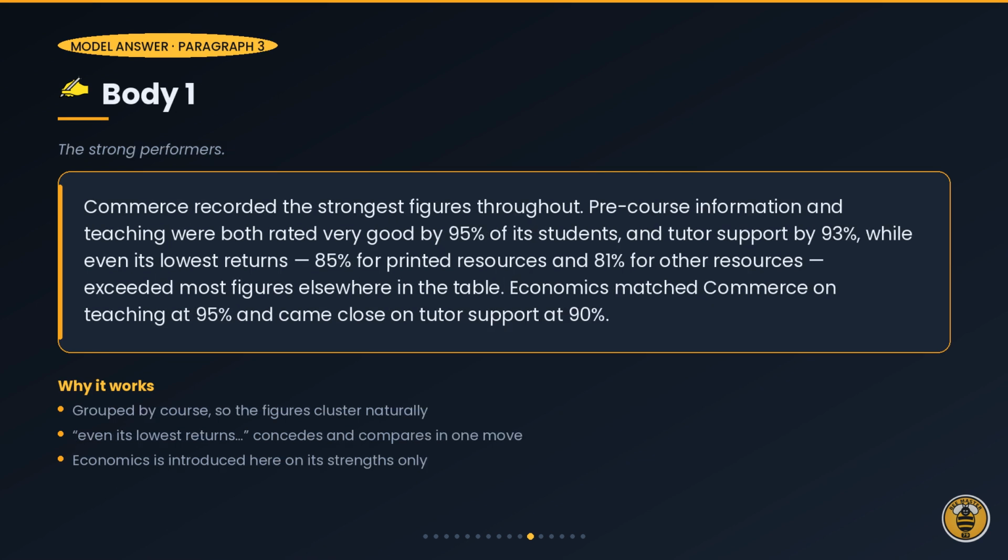Paragraph 3. Commerce recorded the strongest figures throughout. Pre-course information and teaching were both rated very good by 95% of its students and tutor support by 93%, while even its lowest returns, 85% for printed resources and 81% for other resources, exceeded most figures elsewhere in the table. Economics matched commerce on teaching at 95% and came close on tutor support at 90%.